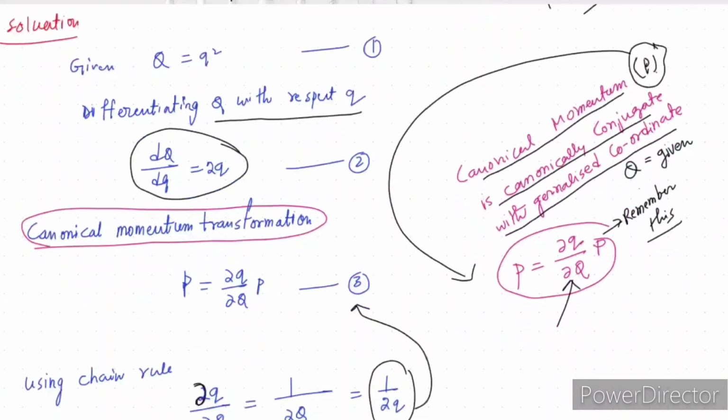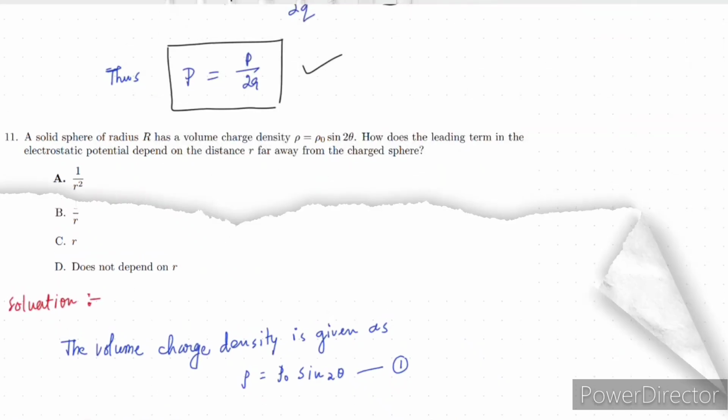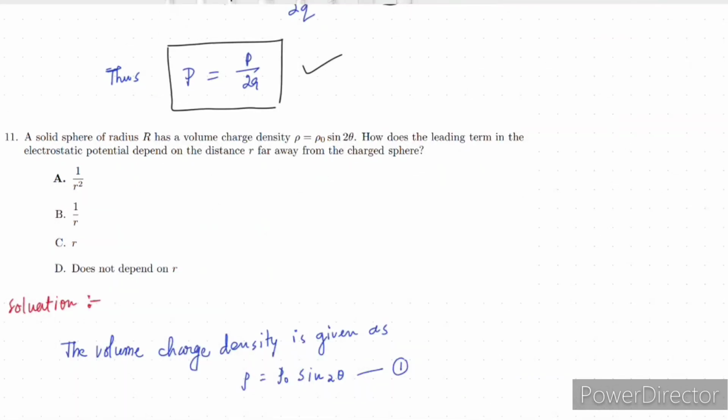Next, we go to question number 11. A solid sphere of radius r has a volume charge density. Here the given volume charge density is rho equals rho 0 sine 2 theta. This is the volume charge density given.